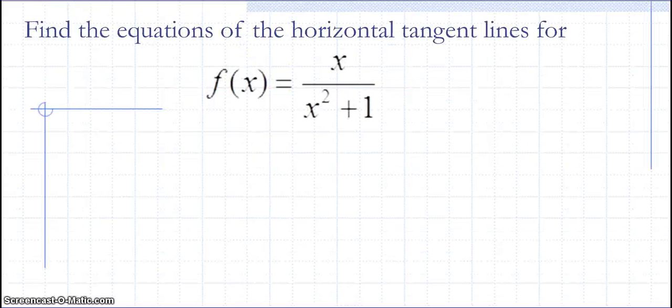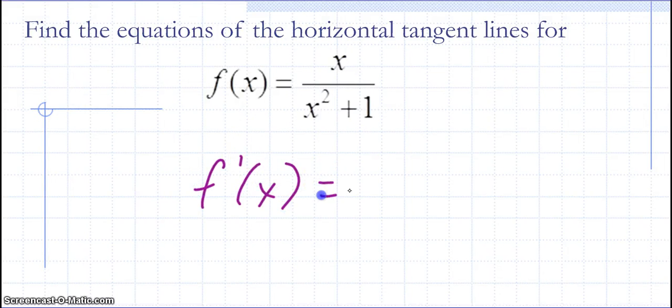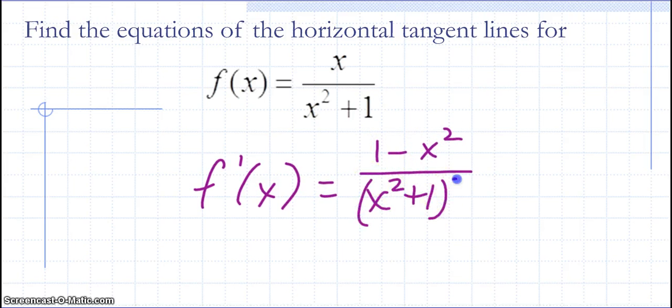So now, sticking with that same function from the last problem, I want you to find the equations of the horizontal tangent lines for f of x equals x over x squared plus 1. Remember, you already found the derivative, so you don't need to do that again. So we know f prime of x is 1 minus x squared over x squared plus 1 squared. So again, I want you to find the equation of the horizontal tangent lines to the original function. You're going to need to use the derivative for that. Pause the video, unpause when you're ready to check your work.